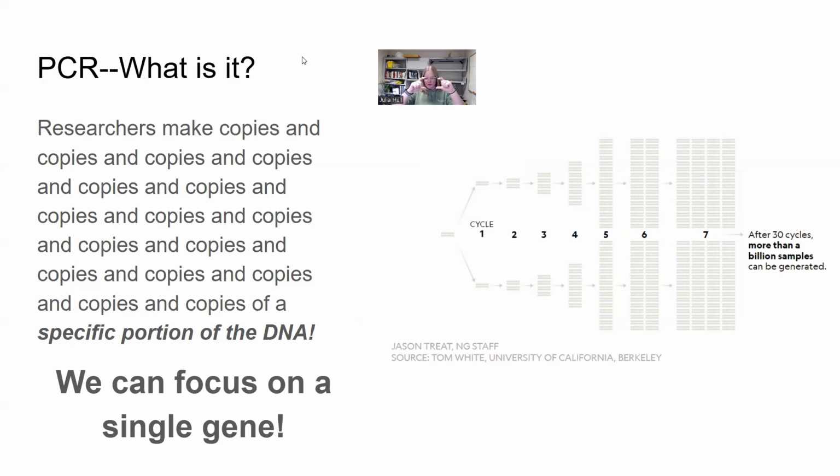So he was looking for this one single gene, but all the rest of the genome, all those other genes, were getting in his way. And so he invented a method to make copies of only the gene of interest and to ignore all the other parts of the genome. That way we can focus the research on a single gene.